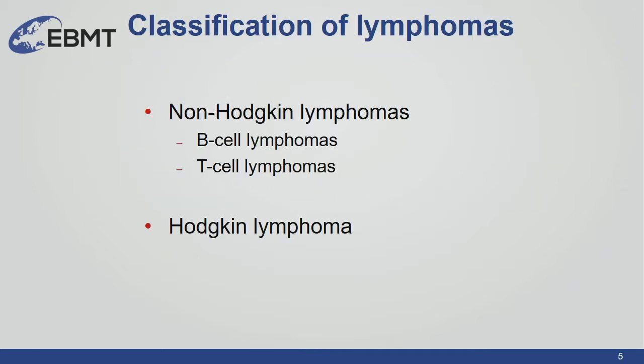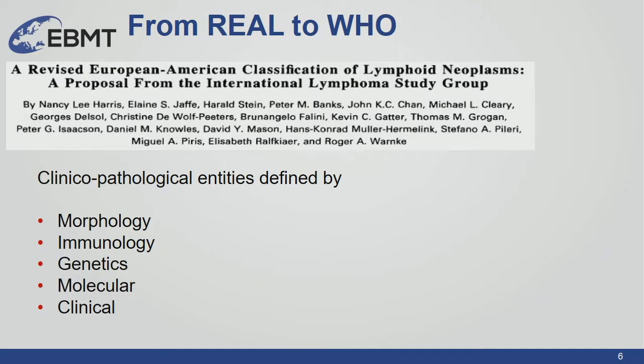So this is the simplest classification. We have non-Hodgkin lymphoma, which can be B-cell lymphomas or T-cell lymphomas, depending on the type of lymphocyte that they derive from, and we have Hodgkin lymphoma. But you know well that things are much more complicated than that, and the complication comes from the real classification. The real classification, published in 1994, is the revised European American classification of lymphoid neoplasms, and it was the first classification that was defining clinicopathological entities characterized by their morphology, the immunological characteristics, the genetics, the molecular characteristics, and the clinical characteristics. So the more that we know about the molecular characteristics, the more that we learn about the genetics of different diseases, that results in more entities.